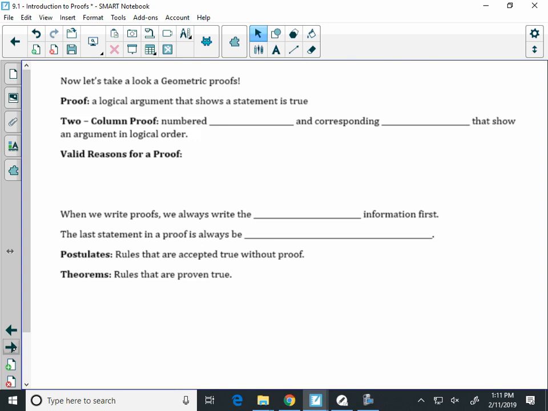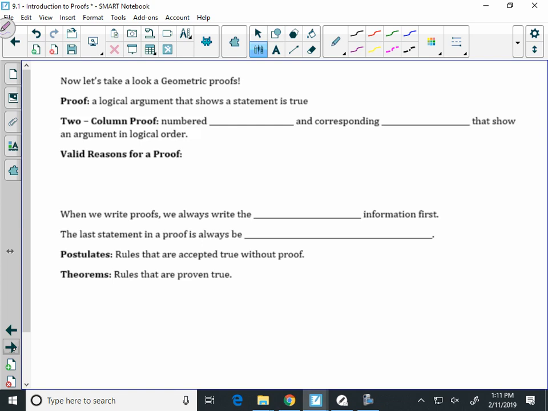So a proof, by definition, is a logical argument that shows a statement is true. You just can't say something and then everyone's just going to believe it. No, you have to argue why it's true. Okay? It's like in court. You have to argue why their innocence or their guiltiness.